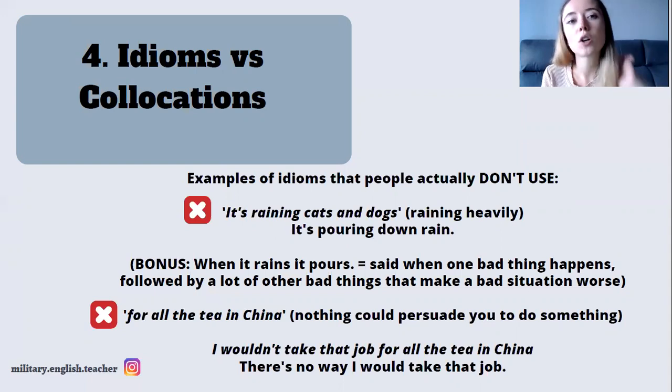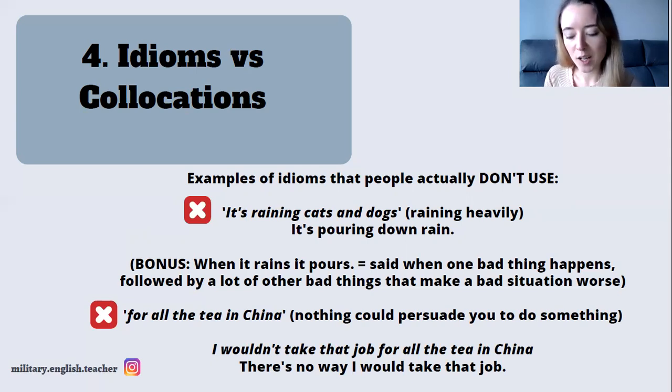It's raining cats and dogs. To be honest, it's really hard to hear this expression in everyday conversation. People just don't use that. The meaning of that idiom, if you don't know it, is to rain heavily. And what people would say instead would be, it's pouring down rain, or it's pouring. That would be the most natural thing to say in this situation, not it's raining cats and dogs. And I added some bonus to it, because there is even an expression that says, when it rains, it pours.